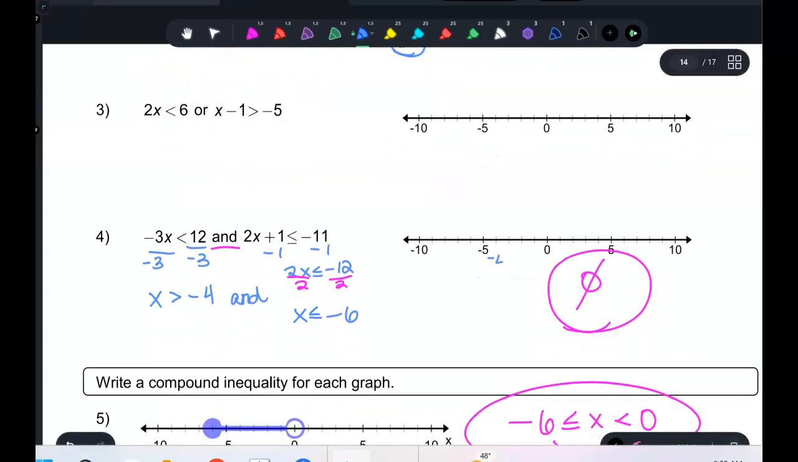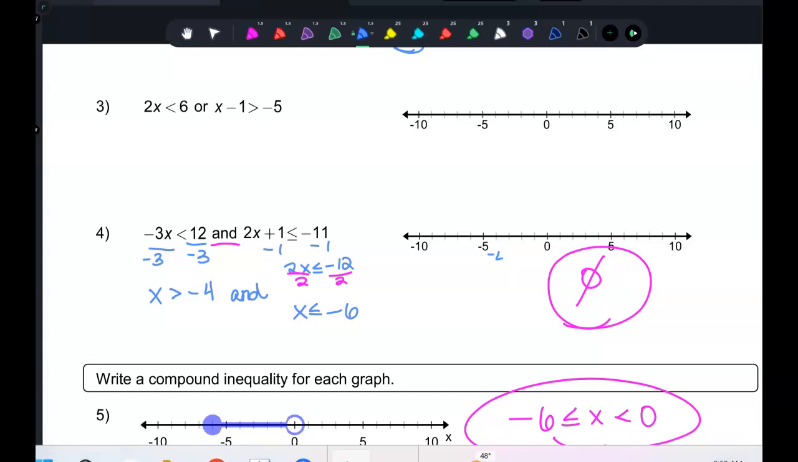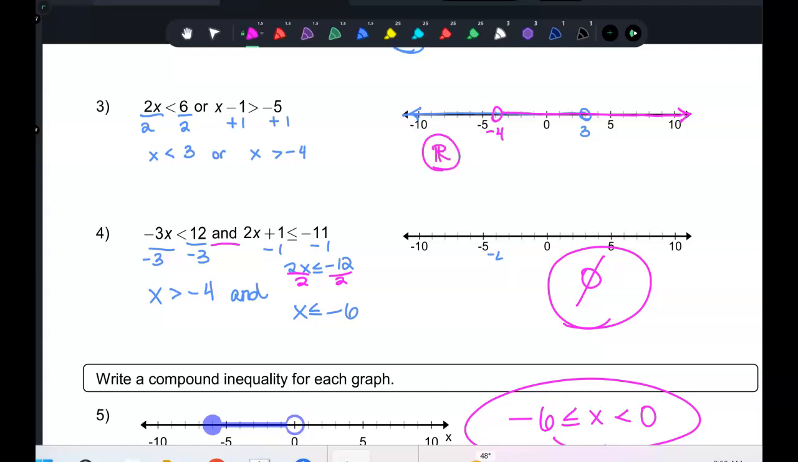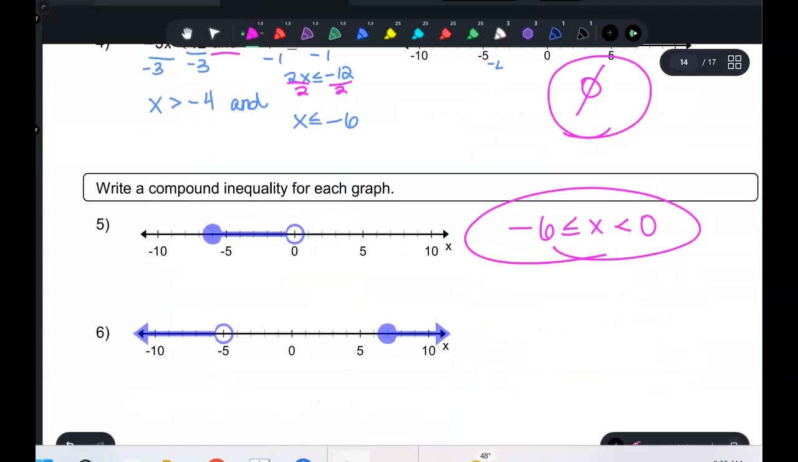Okay, Eli, help me out with number 3. What do we want to do first? Divide by 2. So we get x is less than, what's 6 divided by 2? It's 3. Then plus 1, so x is greater than -4. Okay, so it's less than 3 or greater than -4. What do we notice again? It overlaps, so what are we going to write? All reals.